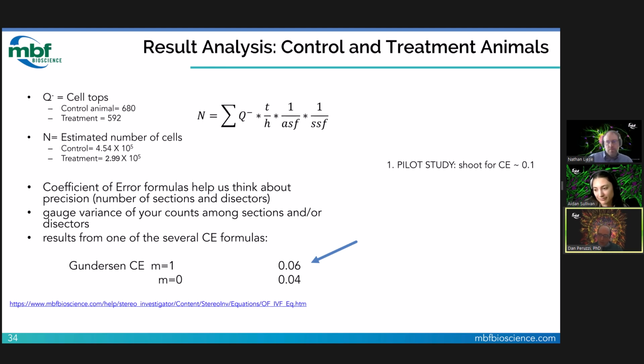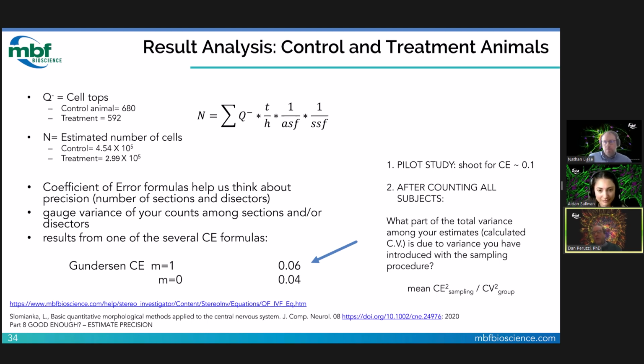At this time, I want to take a little tangent and talk about another use of the CE, which is very useful after you've done all the counting of the subjects, because what the CE tries to do is estimate the CV of the variance that is due to sampling. Not the variance that's due to biology, but the variance that's due to sampling. So you can use it to estimate the amount of the variance in your results that's due to sampling. And there is a reference at the bottom, especially look at Part 8, Good Enough Estimate Precision, to learn about this.